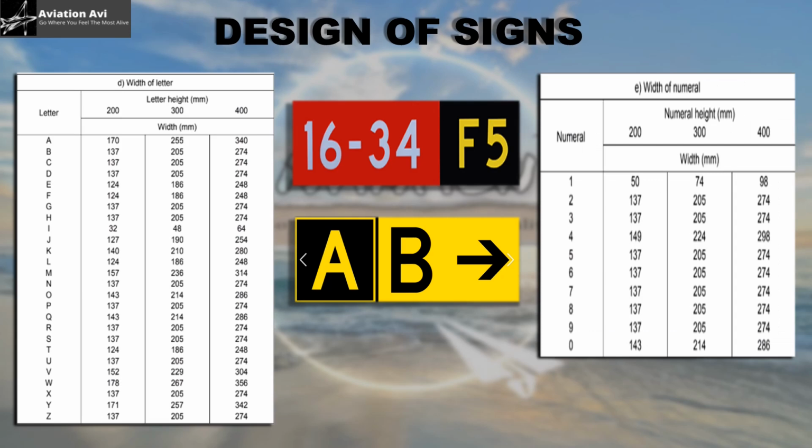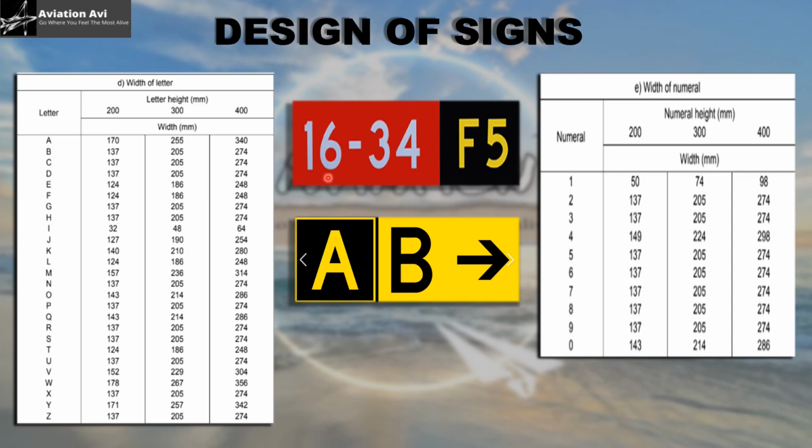Now that we have seen the spacing between numerals and the spacing between two alphabets, let us look at the width of the letters. On part D of the table, we have the width of the letter. Let's say the letter for us is A. The width of this alphabet, since it is a location sign and it has a height of 300 millimeters, should be 255 millimeter, while the alphabet Bravo should again have a width of 205 millimeter.